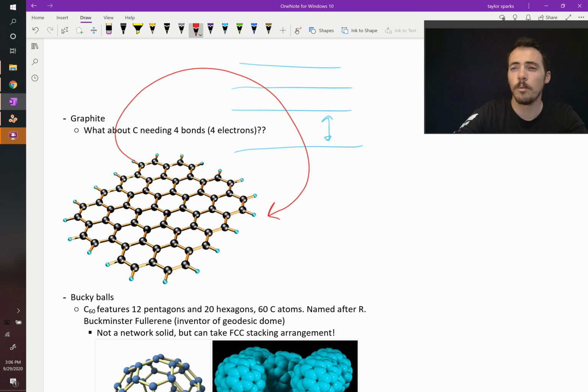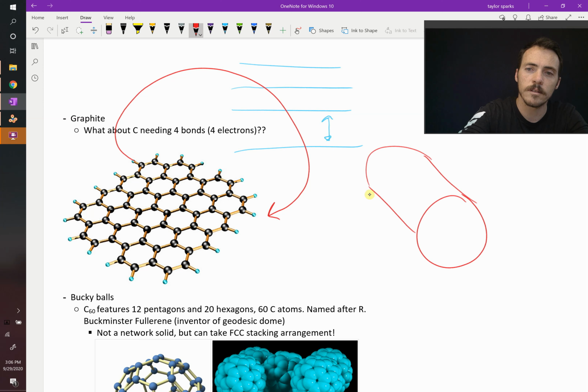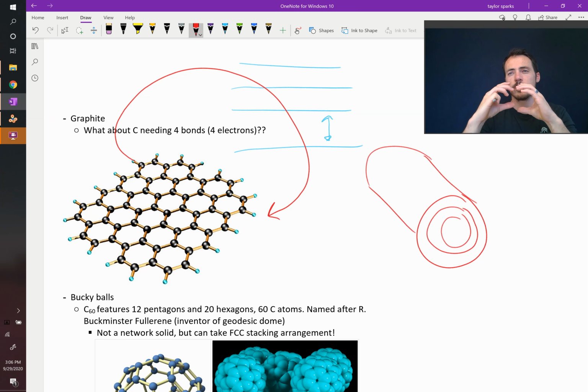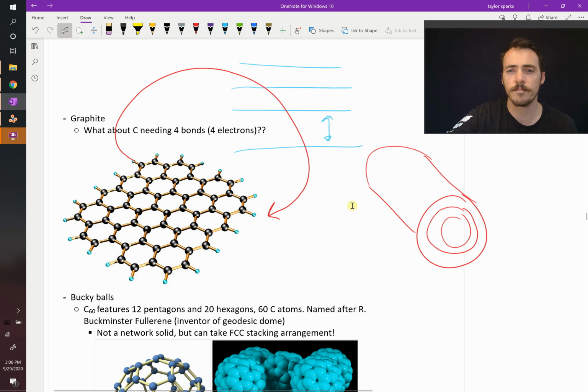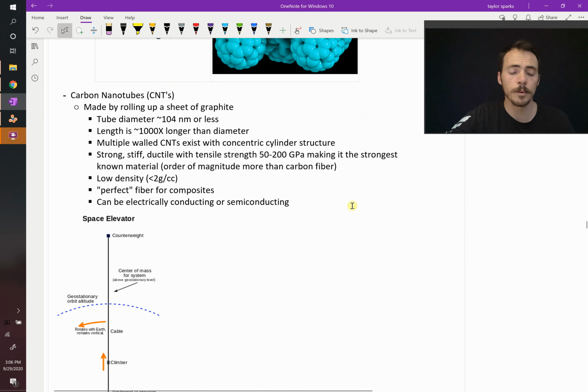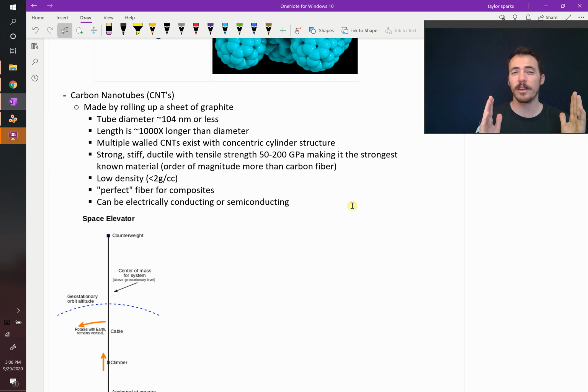These can be single-walled or multiple-walled, right? You can have a single tube that forms, where this tube exists. Or you could have multiple tubes that are sort of cylindrically concentric with one another, okay? That's also possible. These are pretty cool. Tube diameters are typically 100 nanometers or less is what we typically end up with when we make these. The length of the tube is something like 1,000 times longer than the diameter.